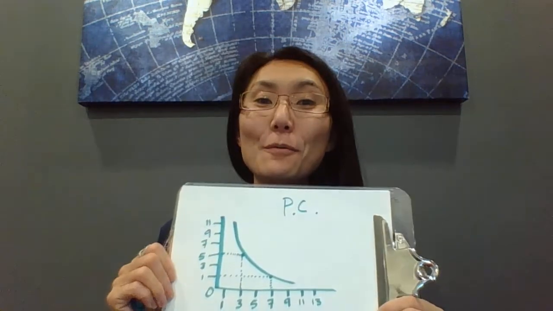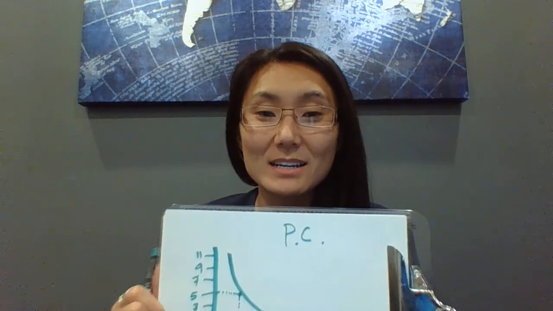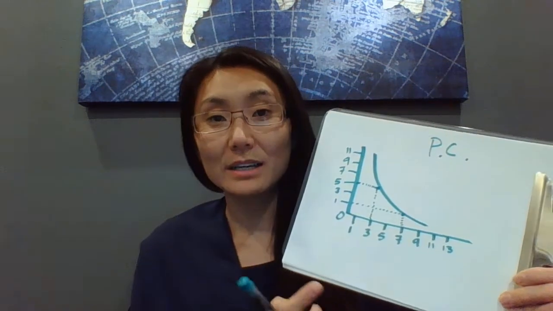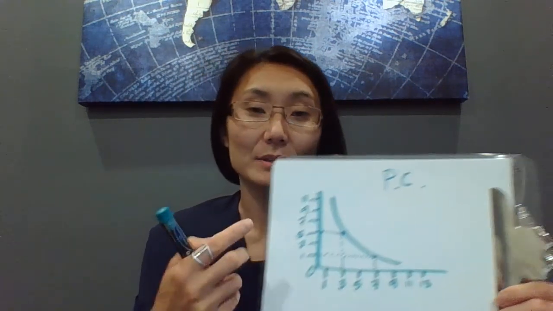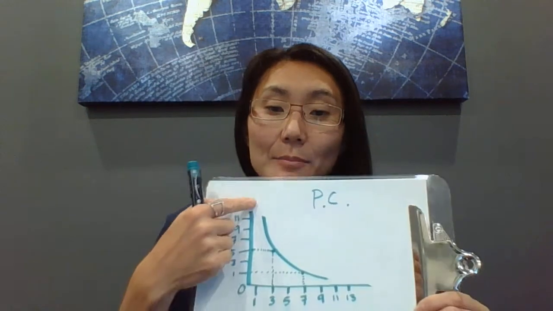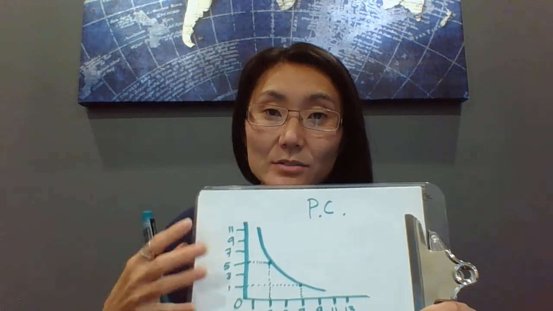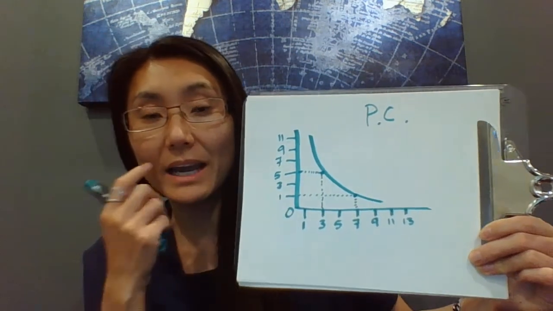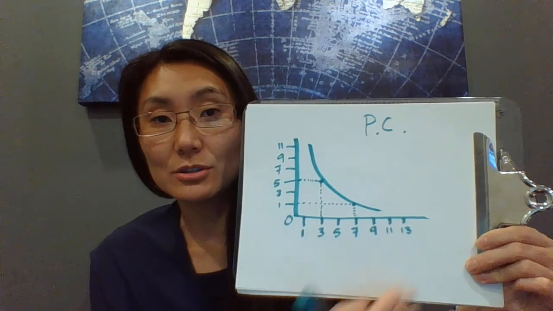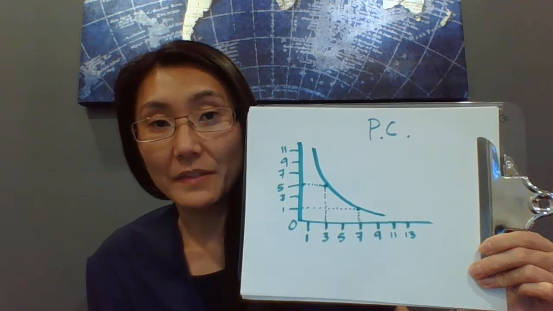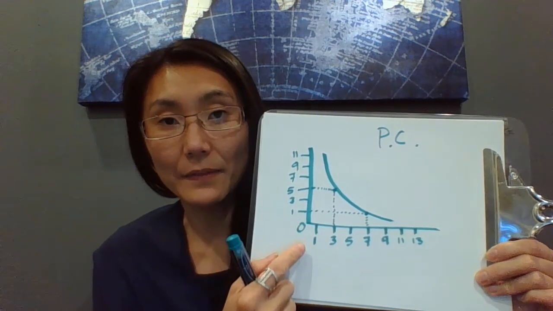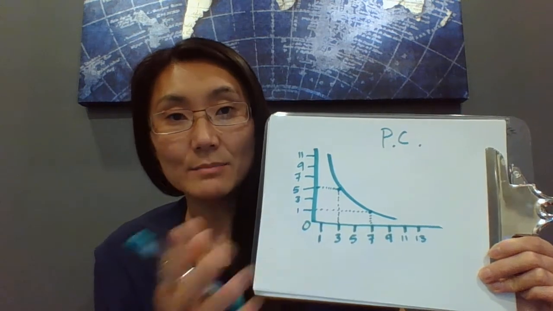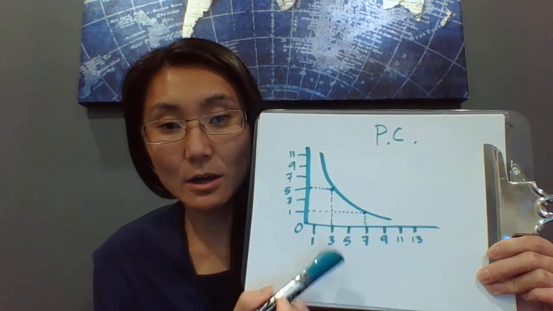Okay, so what is the Phillips curve? Why does it matter? The Phillips curve was created by William Phillips, hence the name. It describes the relationship between inflation, which is on the y-axis, in relation to unemployment, which is on the x-axis. So let's talk about why it matters and how it applies.